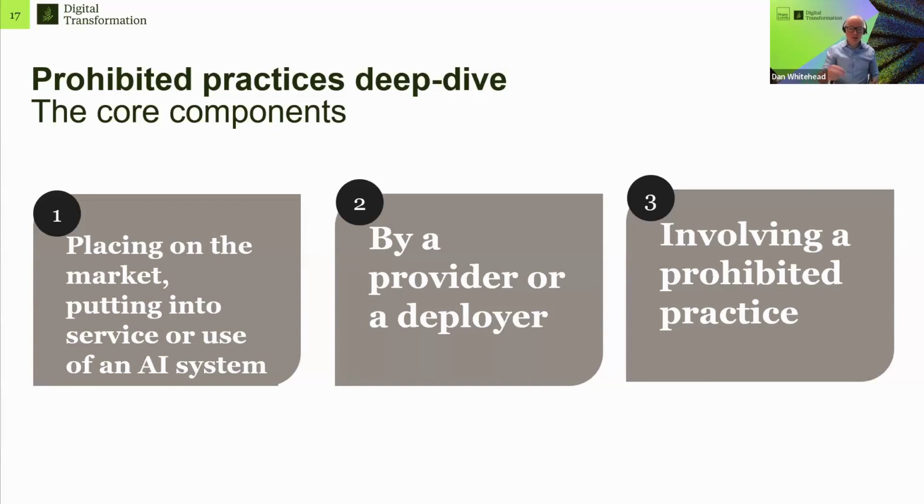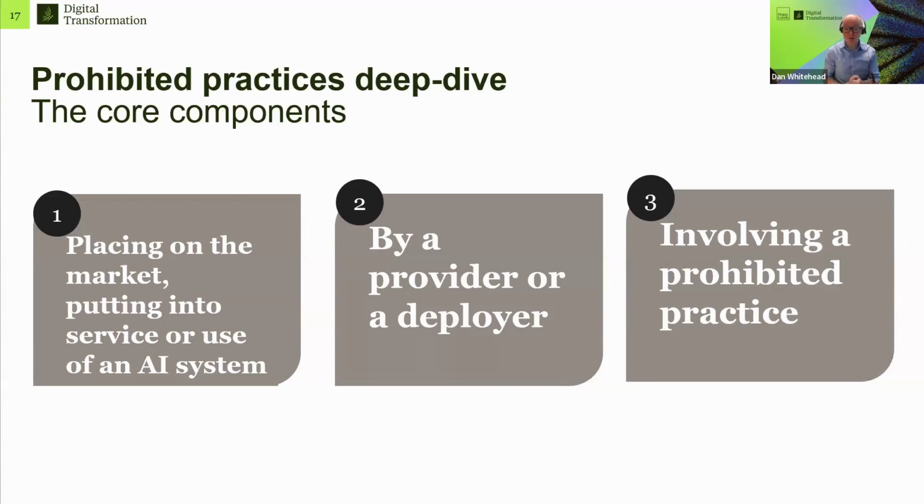But before we get to the actual prohibitions itself, maybe just to apply the full set of conditions that Julia was speaking about to this use case. So there's essentially 3 core components to having a prohibited practice. The first of which is that you need to be placing an AI system on the market in the EU, putting it into service in the EU, or using it.